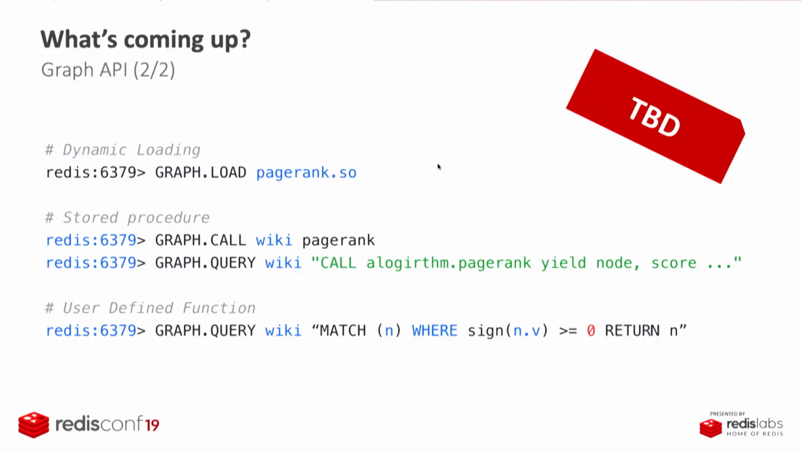How it would look is still to be decided, but the idea would be that you could, for example, dynamically load a shared object into RedisGraph, and then call it either directly via Cypher, as a stored procedure, from within Cypher, or separately with a separate command that we would call graph.call, for example, here, where we call the PageRank algorithm on top of our wiki graph. We could also look at user-defined functions. In this example, we're looking at a sign function that is implemented and loaded into a separate shared library.